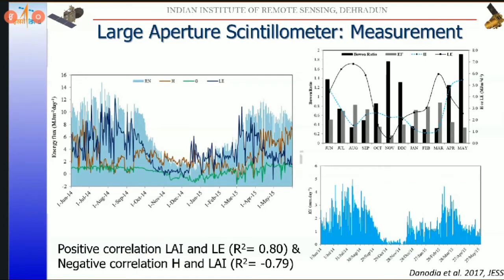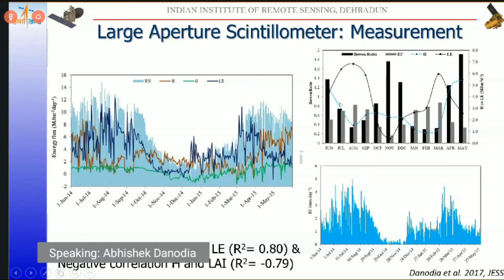And if you look at the upper right figure, as the crop loss takes place, the bone ratio decreases because the H component decreases. The blue dotted line defines the H value, while the bar defines the LE value. As the crop loss takes place, the LE value increases, and using this LE value we can further define the ET in terms of mm per day rate, defined specifically for Kharif and Rabi seasons. We find very significant results for both seasons.